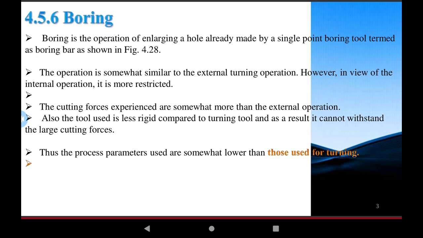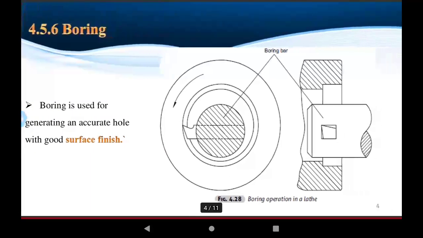The boring operation is also present in this figure. Boring is used for generating accurate holes, and the main objective of the turning operation is to achieve a smooth surface on the workpiece. The design purpose is also a smooth surface.